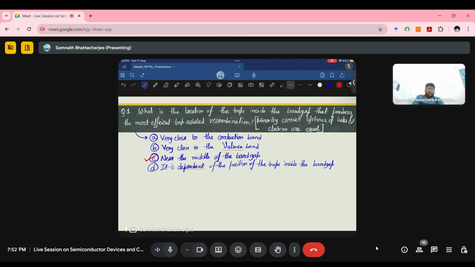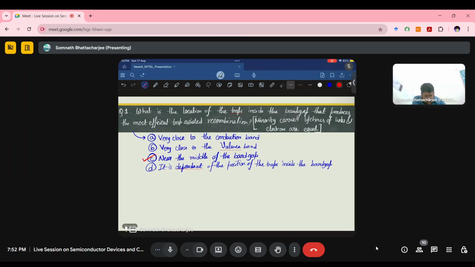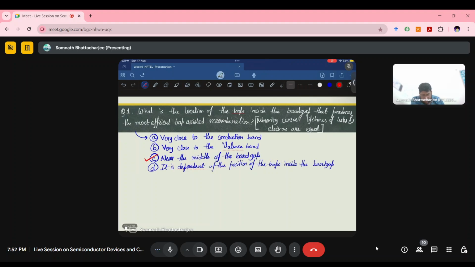So no, no, no. Let's say, just a second. Okay, that's fine. Let's say the traps are closer to the conduction band. So why will it not be the most efficient one? Can you just break down the things for the others?